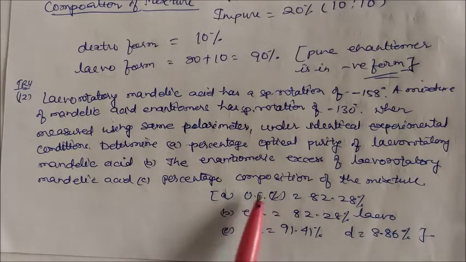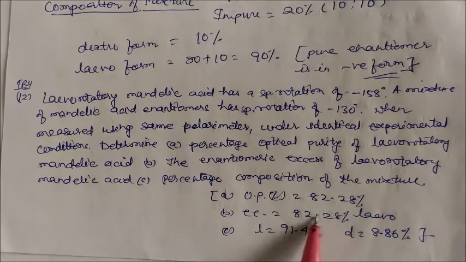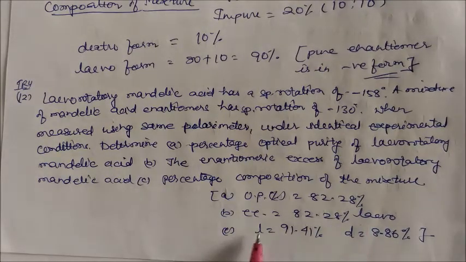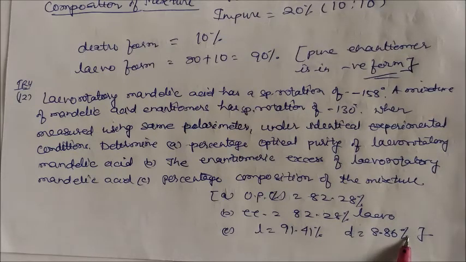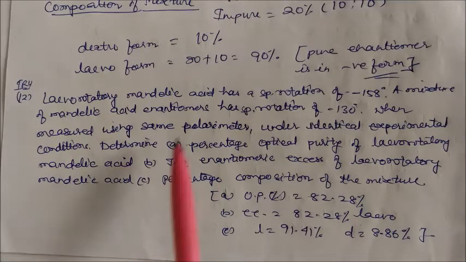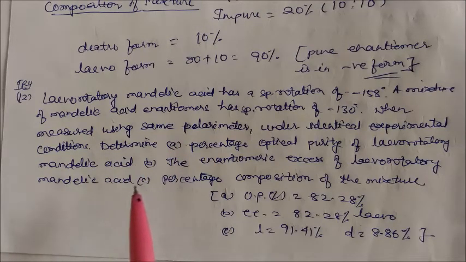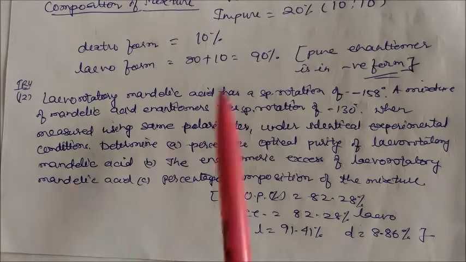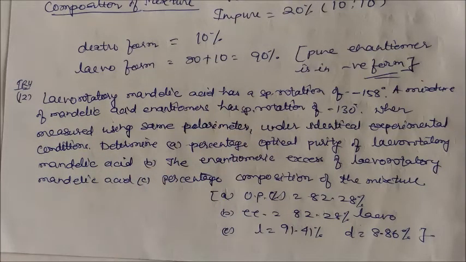Optical purity is 82.28%, while the enantiomeric excess is again 82.28%. This is in the levo form. And for C, the levo form is 91.41% and the dextro is 8.86%. So all the best. Go through this chapter once again, see all the numericals, and I hope you will be able to solve any question based on enantiomeric excess and optical purity. Thank you.